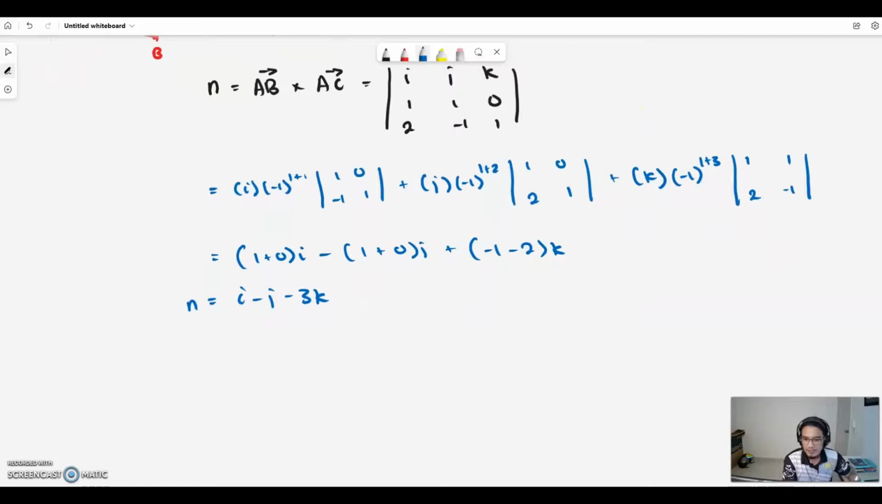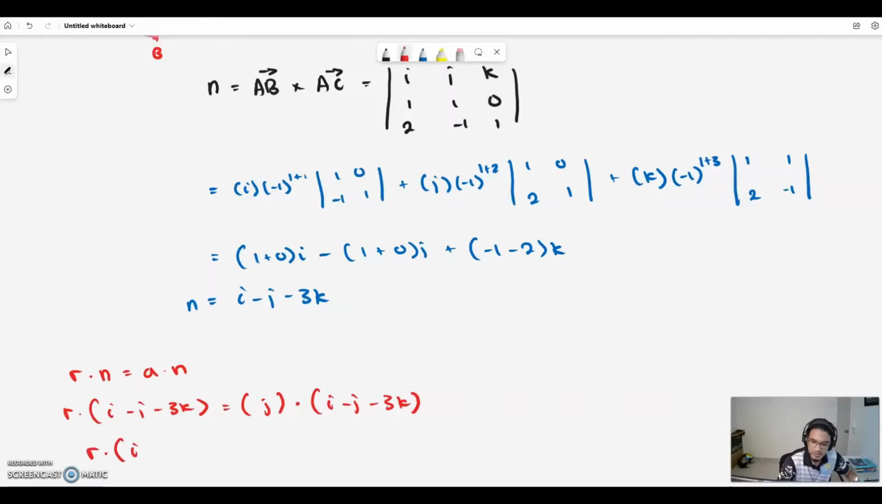Okay, so we already have the vector N and just substitute it into the equation of the plane, R dot N equal to A dot N. So we substitute R dot N, which is i minus j minus 3k, and then A. For A, you can choose either point A, point B, or point C that you want to use. All three will give you the same answer. For this one, I choose point A. So that will be the position vector of A dot i minus j minus 3k. And then you proceed with the dot product.